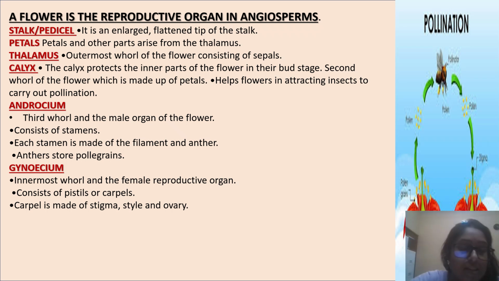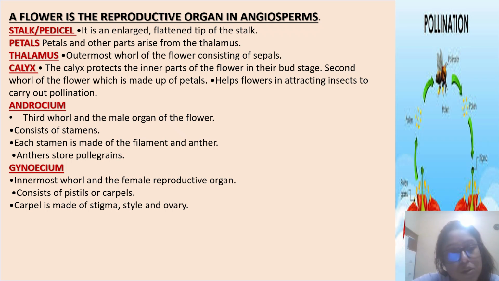Next part is the outer whorl of the flower consisting of sepals, called the calyx. The calyx protects the inner parts of the flower in their bud stage. Second, whorl of the flower which is made up of petals, the corolla, helps flowers in attracting insects to carry out pollination. Next, androecium. It is the third whorl and the male organ of the flower. Consists of stamens. Each stamen is made up of the filament and anther.